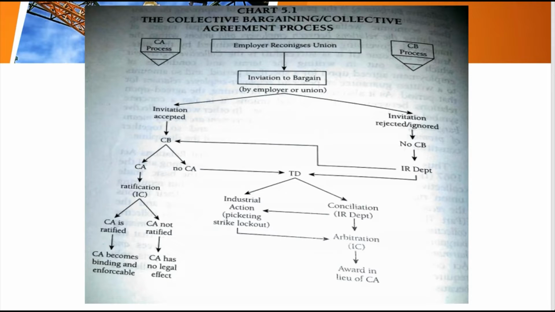Now, looking at the CB, if the collective bargaining is stagnant and there is no CA by the end of the process, going to and fro, to and fro, but finally there is no meeting point, so there is no CA, then it leads to trade dispute. This is the next level, where it can go to industrial action, for example picketing, strike, or lockout. Lockout is for the employer; picketing and strike are for the employees.